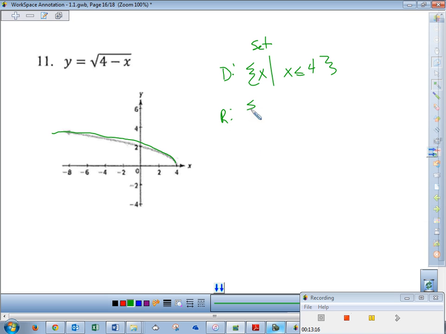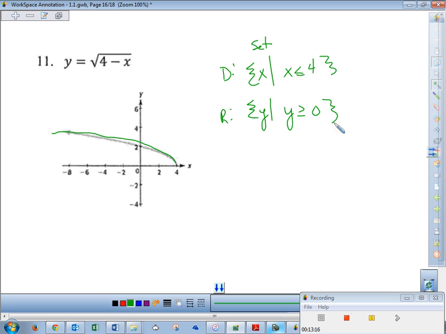How about the range on that bad boy? Think of it low to high. Set of all y's such that. How low does that little graph go on the y-axis? How low? 0. And it counts, right? And then it always goes higher than that also, correct? So y is greater than or equal to 0, because it counted.